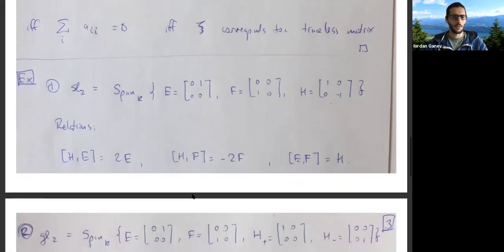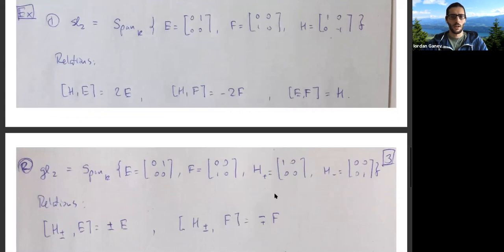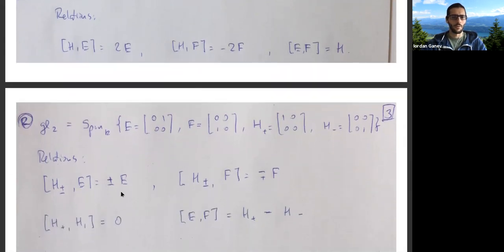And yeah, so then GL2 is kind of similar, except now we don't have the trace equals 0 condition. So we have what I'll call H plus and H minus. Any 2x2 matrix is a linear combination of these four matrices, these form a basis. And the relations are as follows. H plus or minus E is plus or minus E. H plus or minus bracket with F is minus plus F. The H's commute. And if we take the bracket of E and F, then we get H plus minus H minus. So that's for GO2.